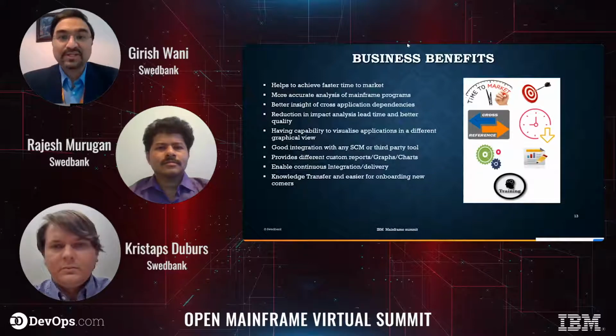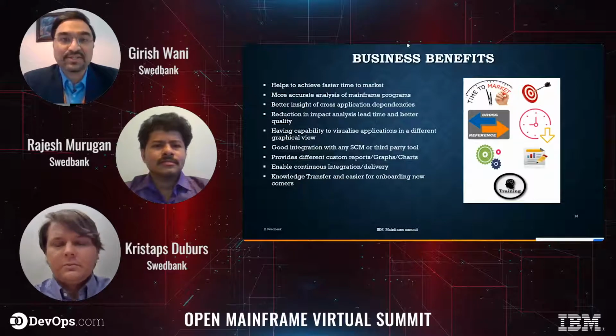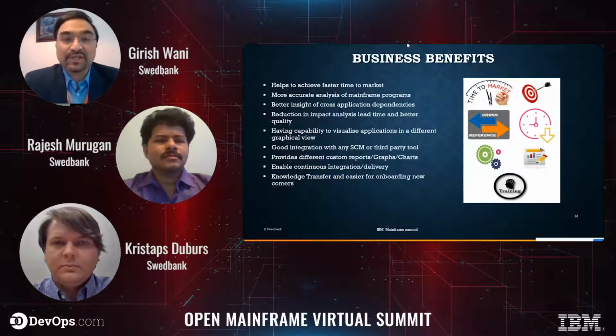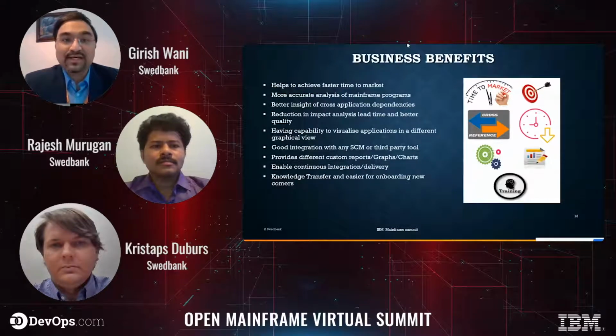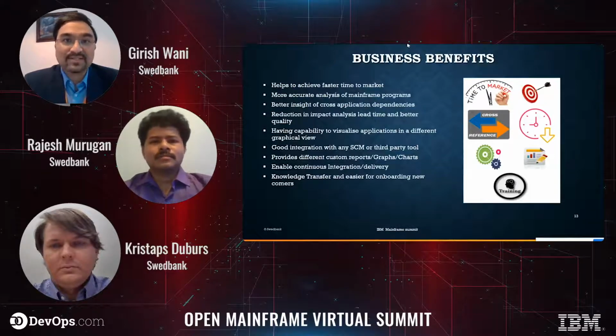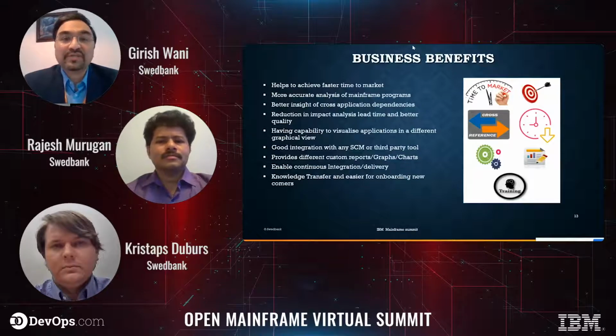This is the last slide in this presentation, and what we are going to talk about here is the business benefits which we either foresee or which we have already realized by implementing Application Discovery. As we have seen so far, Application Discovery gives a capability to visualize applications in a graphical representation. So we can actually see how the programs are coded, how the application flows, how the applications are interconnected with each other. This helps in doing more accurate analysis of mainframe programs, which helps to give a better insight of cross-application dependencies. It reduces the lead time required for impact analysis, and of course, it gives better quality. Overall, this together helps to achieve a faster time to market.